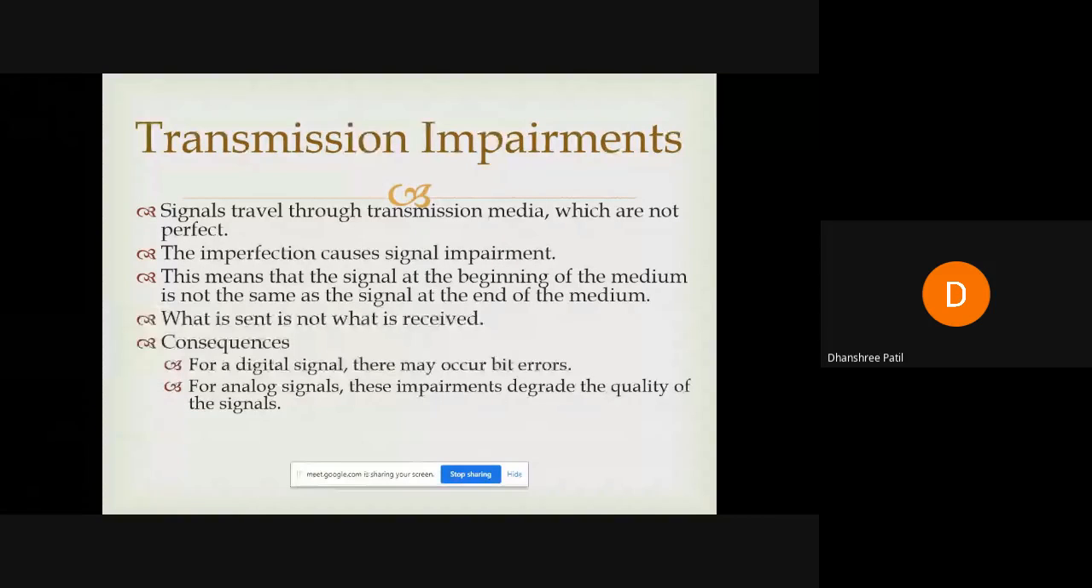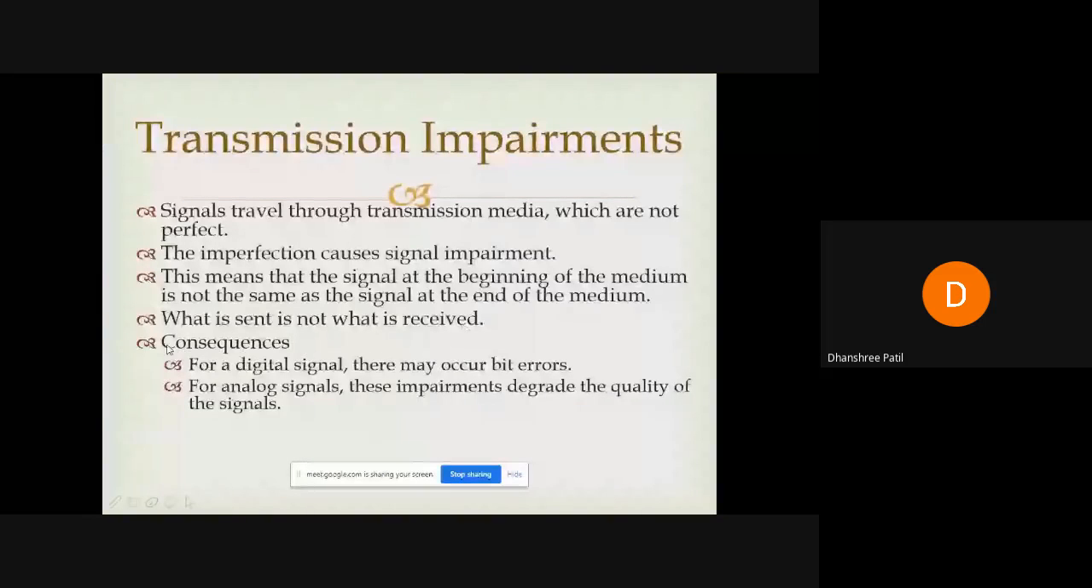So it means that the signal at the beginning of the medium is not the same as the signal at the end of the medium. If a single bit changes within a signal, the whole data, or the representation of the signal, will change. Suppose I'm sending the bits 101, but at the receiver it arrives as 111, so it is totally different. Such changes are called transmission impairments. What is sent is not what is received at the receiver side.